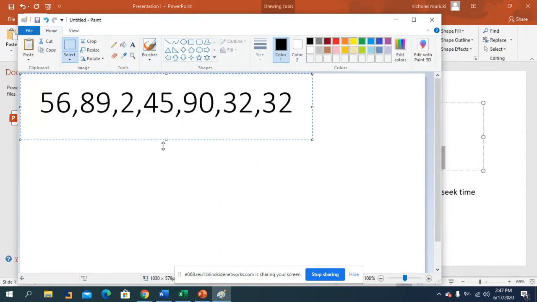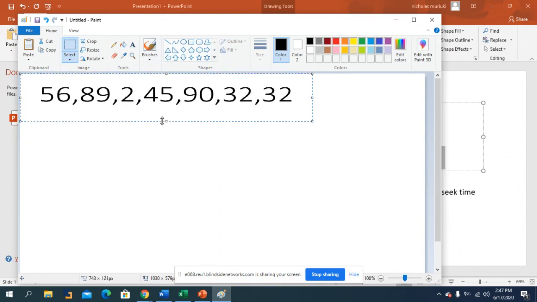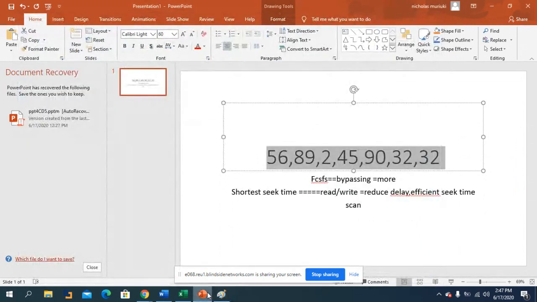So that is the queue, where the first track is 56, the next one is 89, the next one is 2, the next one is 45, and the next one is 9032. We had 232? Oh, okay, there is no issue, but now that is a waste of a disk because we cannot have that 232. I'm sorry for that.